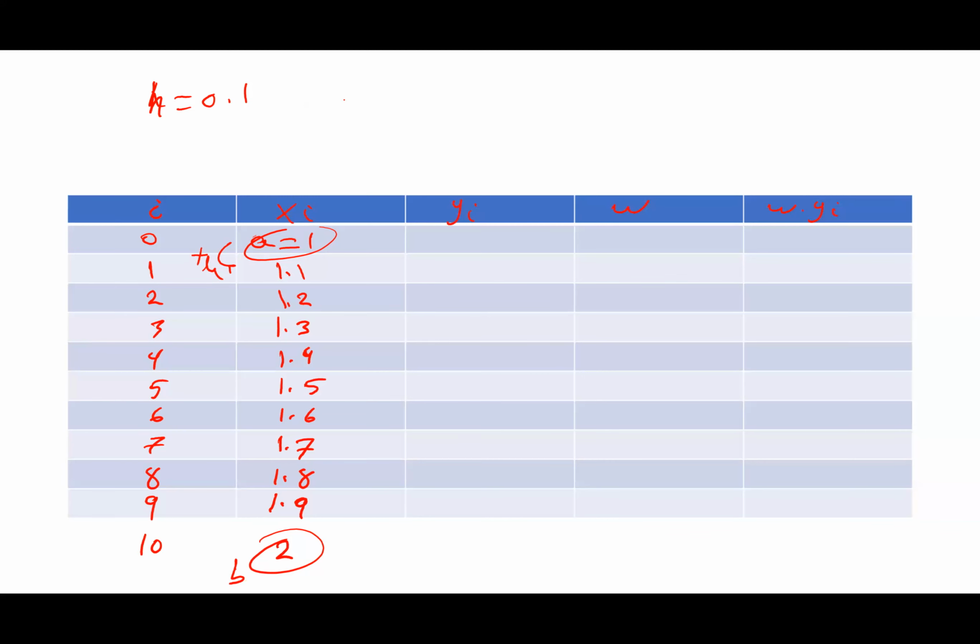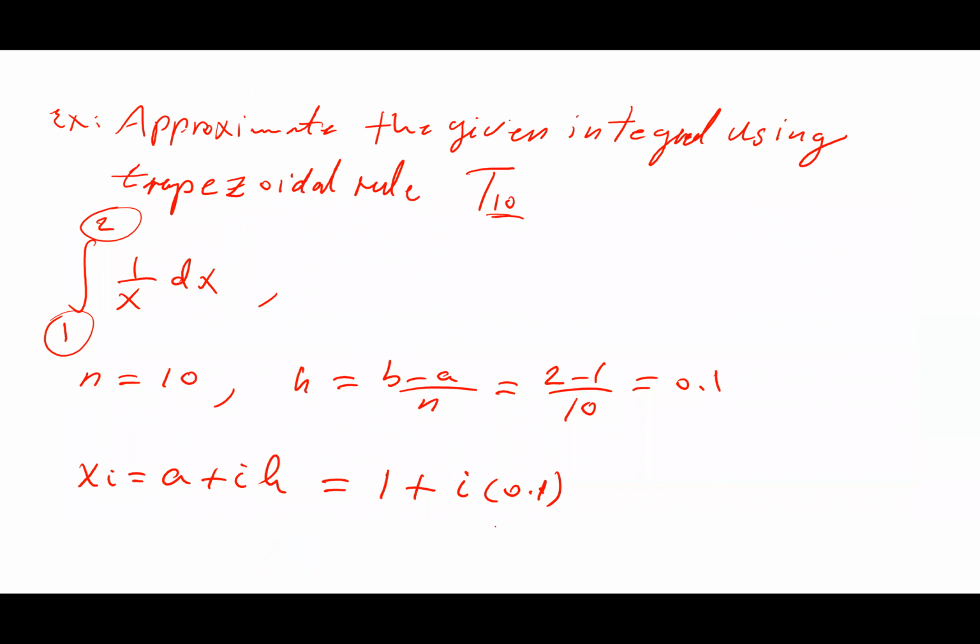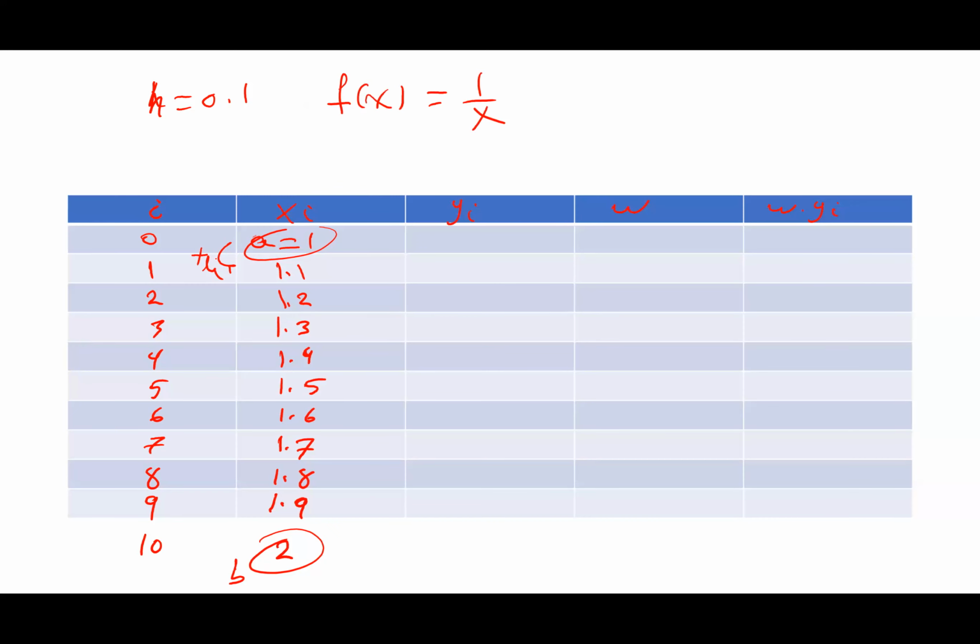Now the function f of x is equal to 1 over x. We go back, this is my function, 1 over x. So we are using this function to find the values of the function on y. The first one, we replace x by 1. So it is 1 over 1. That will be 1. For the second one, we replace x by 1.1.